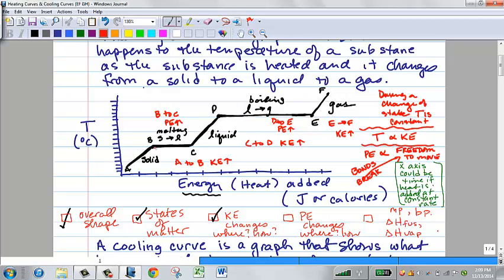The solid molecules are gaining kinetic energy. How do I know that? Because the temperature is going up. When they melt, they're gaining potential. On average, the liquid molecules are gaining more kinetic energy, going up. So what's happening now?